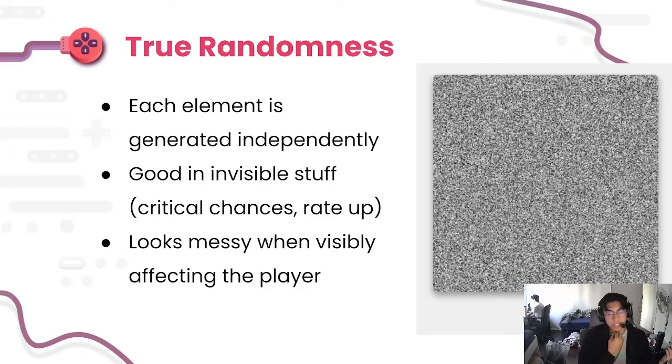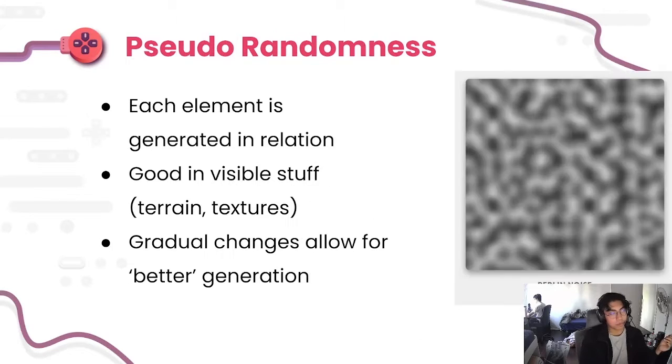This sort of true randomness is really good when you're working with invisible stuff that happens behind the scenes. Some examples are, what if your Pokemon wants to crit? You can just generate a random value, and if that random value is greater than or less than a certain predetermined crit chance, then you can say, hey, that's a crit. However, this looks messy when visibly affecting the player, and putting this on some sort of texture would not look very good in your game. And so that's where we come to pseudo-randomness.